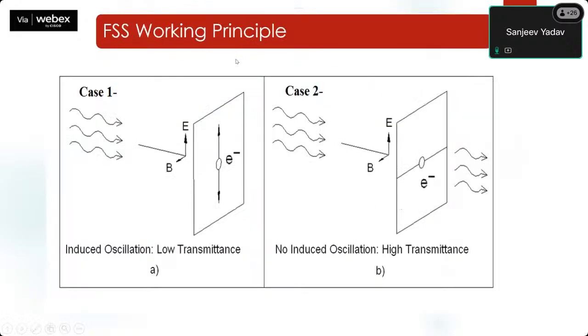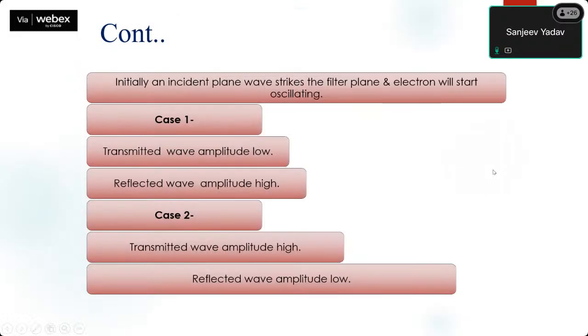Here is the working principle of the FSS. Here you can see that in case one, the incident wave is there. The polarization is vertical, so due to the induced oscillations and the low transmission, the signals cannot be passed. But here, due to the high transmission, the signals can be passed through the surface. So this is used for stopping, and this can be used for passing the signals.